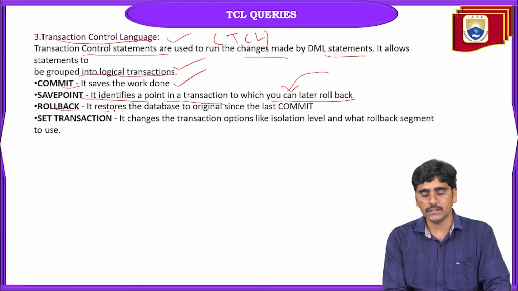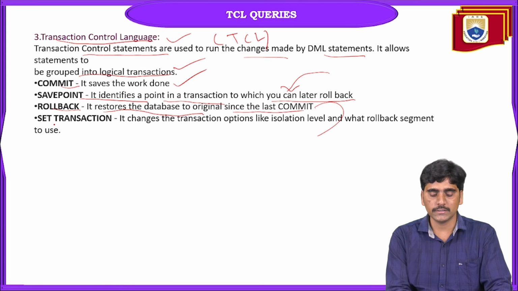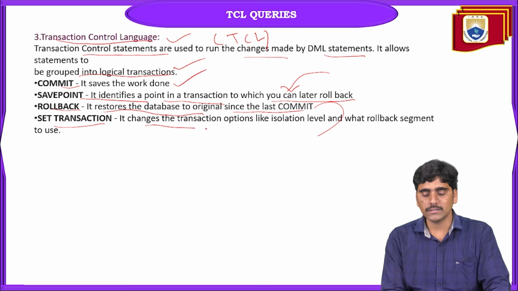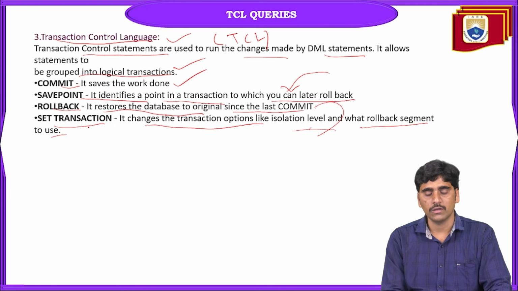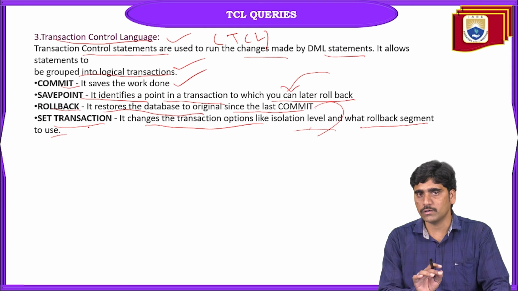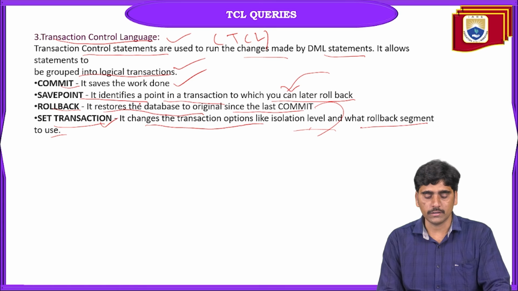And rollback restores the database to the original state since the last commit. So however you committed the last values, after applying a savepoint, you can roll back the values to the previous one. And next, set transaction. It changes the transaction options like isolation level and which rollback segment to use. When you start a transaction or specify the transaction, you can use the set transaction command.